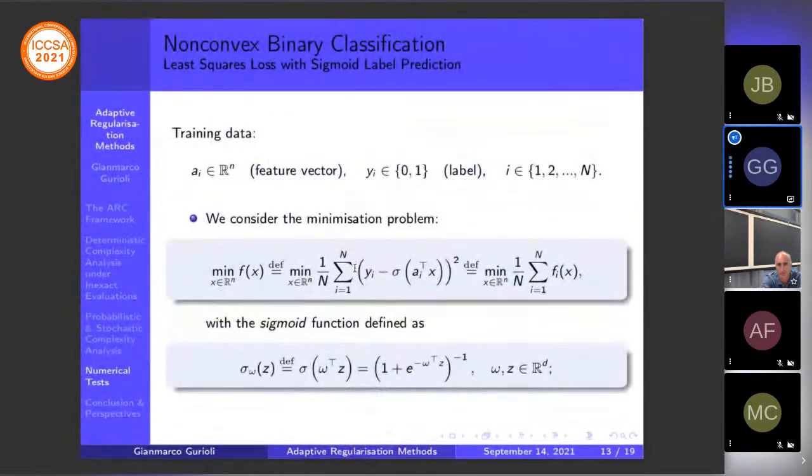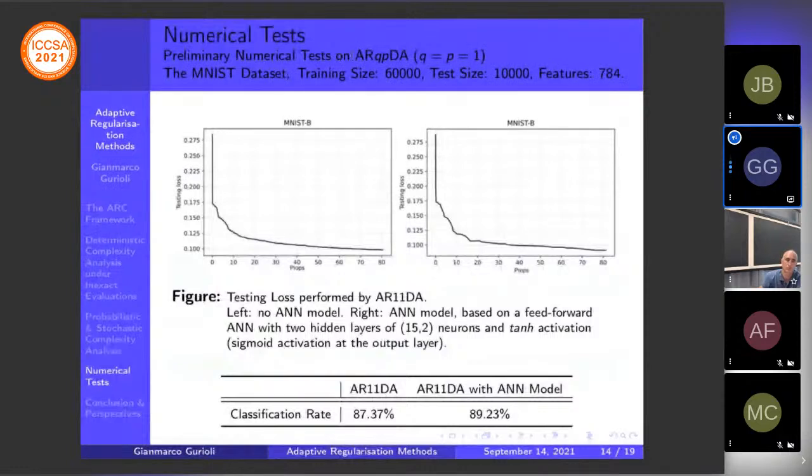Before concluding, let me briefly summarize a couple of numerical tests within the framework of non-convex binary classification. Starting from the first order version of the method, so p equals 1, on the NIST dataset used here to detect odd from even digits, the employment of artificial neural network predictive models seems to be particularly beneficial to push a little bit down the testing loss at termination, inducing an increase in the classification rate.